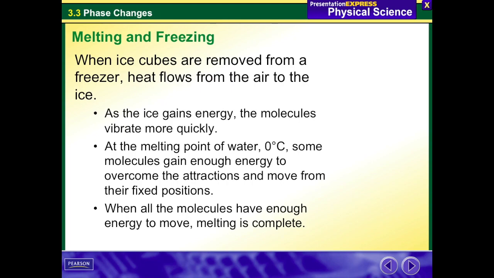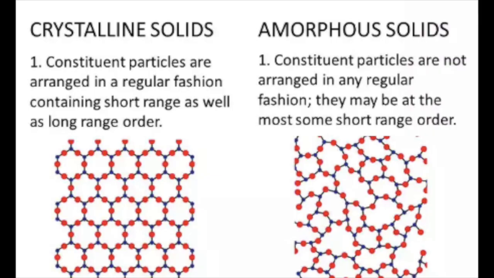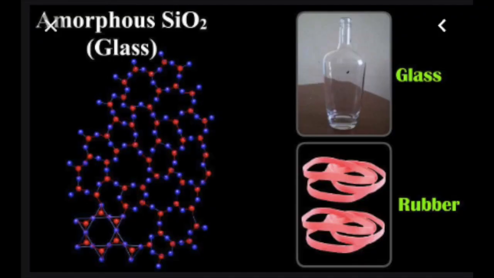Water and a lot of the substances we will look at form crystalline solids. They have a distinct melting point. The textbook doesn't mention that there are amorphous solids as well. These are solids like butter and plastic that get soft as they get heated, and they don't have a distinct melting point.